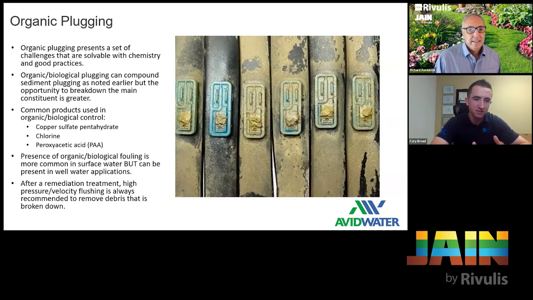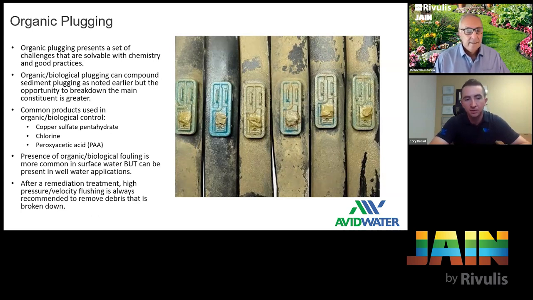Common products that are used are copper sulfate pentahydrate, chlorine, or peroxyacetic acid, also referred to as PAA. These are just common chemicals. I'm not saying that that's the answer for all organic or biological control. These are just the things that we see in the marketplace. We use some of these, and there are pros and cons to each.